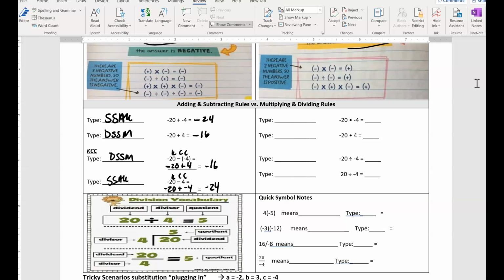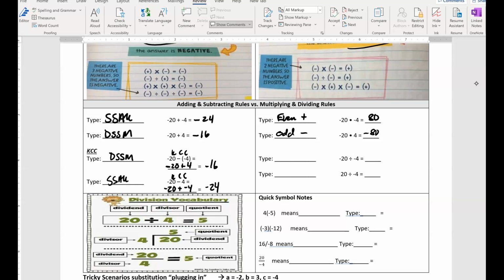Now for the type on the multiply and divide, all you're going to say is even positive or odd negative. So I have two numbers that are negative, so that's even, and my answer is going to be positive 80. It's not the numbers if they're positive or even, it's the amount of signs if they are positive or even. So for instance here, I have one number that is negative, so that's odd, and my answer is going to be negative 80.